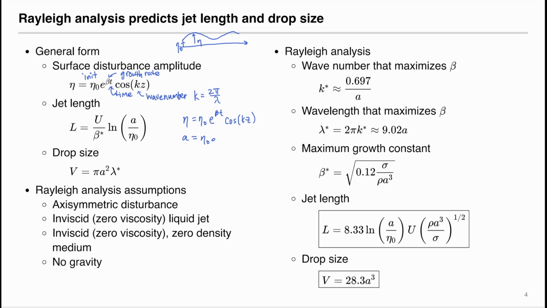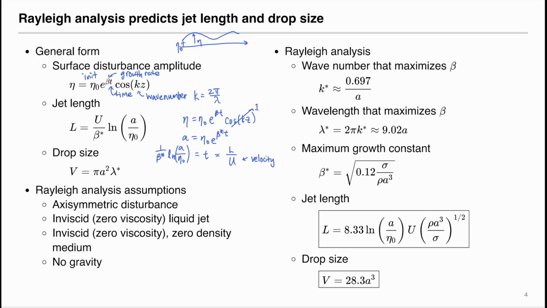At that breakup, we have a maximum growth rate, which is beta star, I define here, multiplied by the time, and the cosine k z disturbance term becomes one. To solve for t, we have a divided by eta naught, take the natural log of both sides, and then divide by the beta star term and solve for t. And notice that t is just equal to the distance divided by velocity u, the jet velocity.